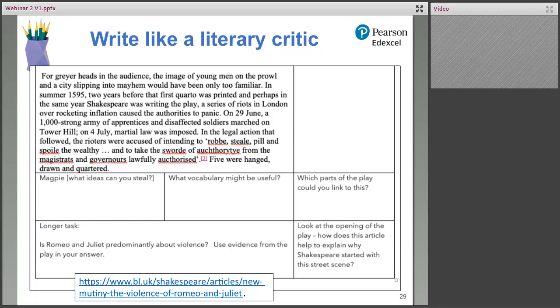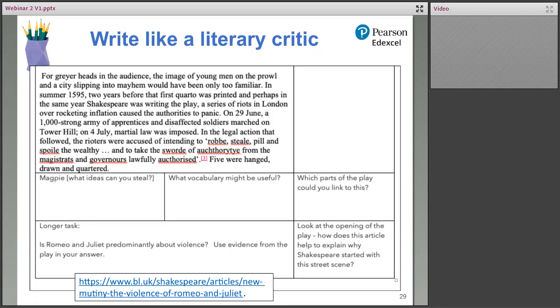Now, this is just the bottom part of a resource that I can send you the whole of. But it's an article about Romeo and Juliet. And the boxes there are, they read the academic article about the play or book that they're studying, and then they magpie it. So what ideas can you steal? I'd have much bigger boxes than this. This was just an example.